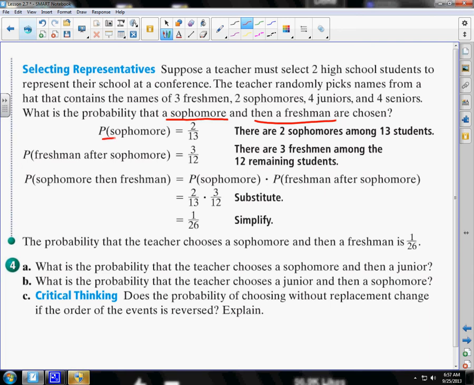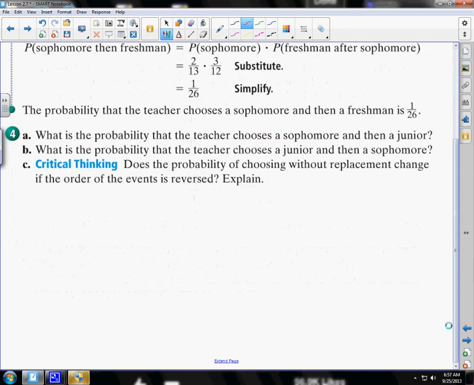So the probability of the sophomore would be 2 out of 13, 2 out of all of those. Then the probability of a freshman being chosen would be 3 out of 12, because there's 3 freshmen, but there's only 12 students left because one of the sophomores got picked. So you multiply those together and then you get 1 over 26. So try problem 4 on your own. Push pause and then we will go over it.